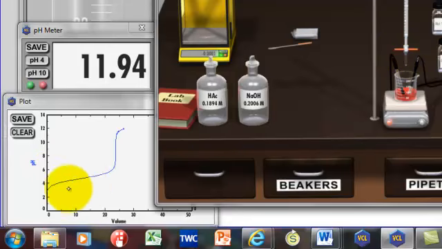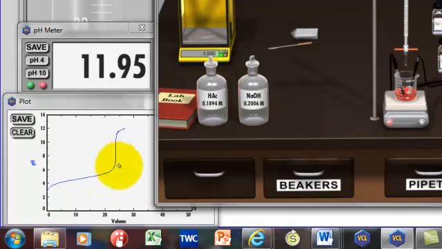Now this area of the curve right here is called the buffer region, because in here the contents of the beaker really is acting like a buffer. We've got some of the acid and we've got some of the salt of the acid. That's why the pH isn't changing very much.